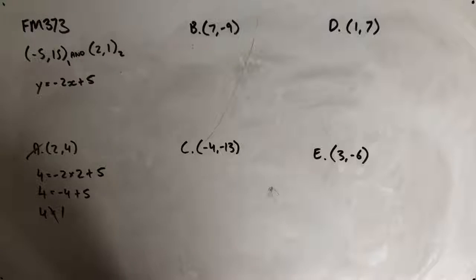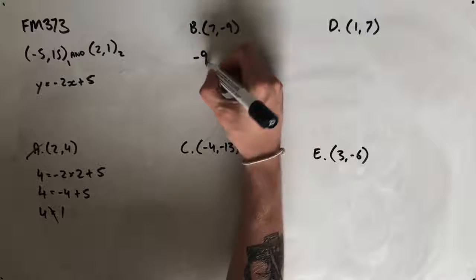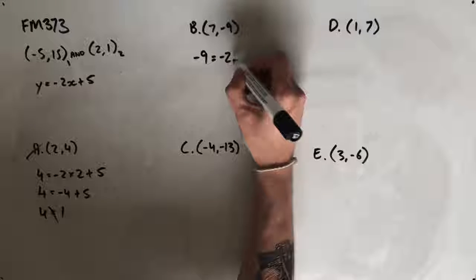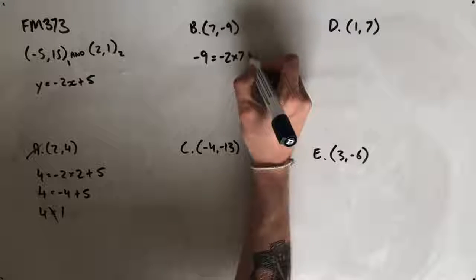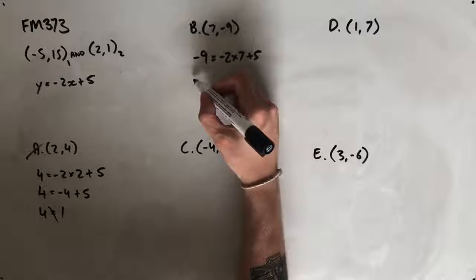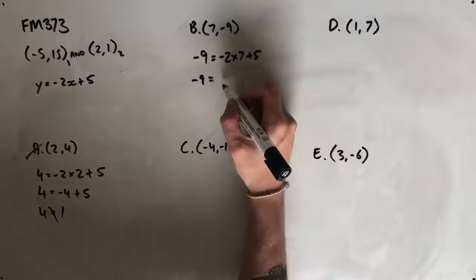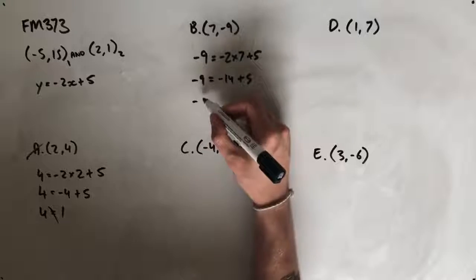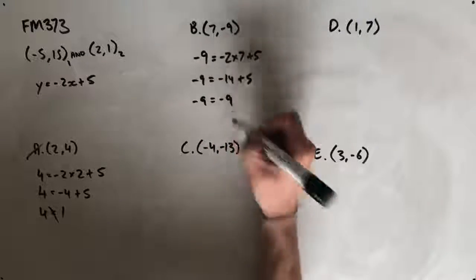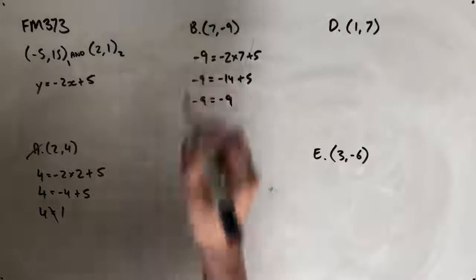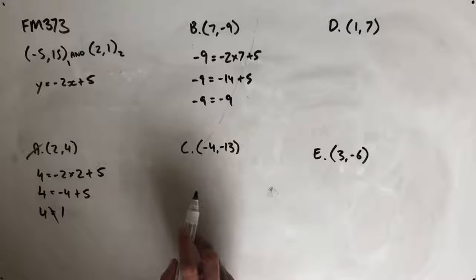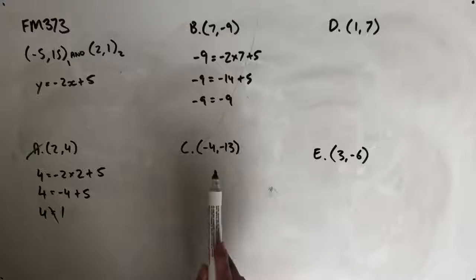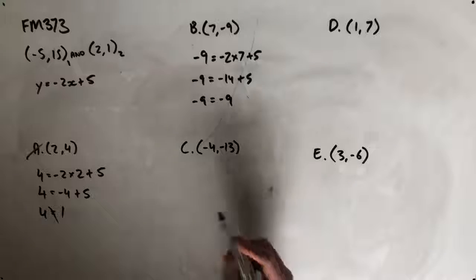On to option B. So substituting this point in, we get -9 is equal to -2 times 7 plus 5, which equals -9 equals -14 plus 5, which tells us that -9 is equal to -9. That's true, so B is going to stay there. We're not going to cross it out. It's looking like our right answer, but we're still going to check the others.